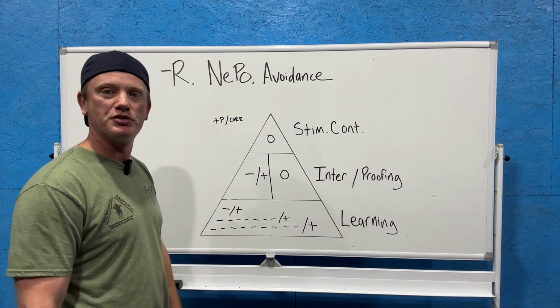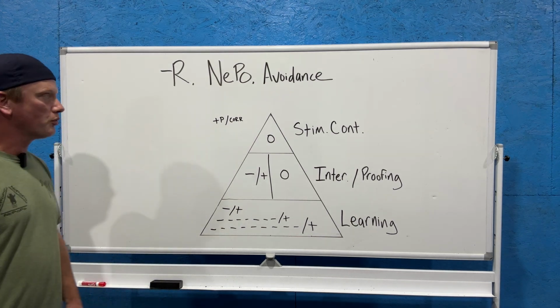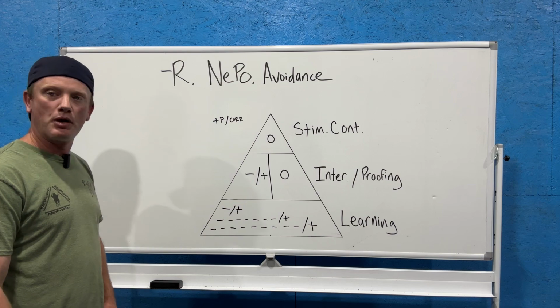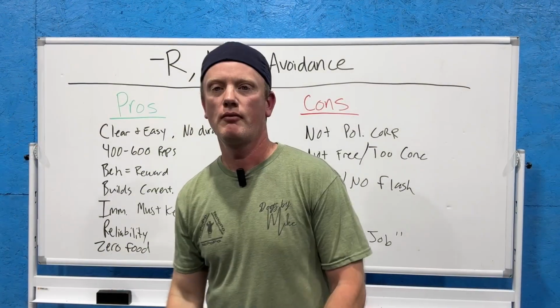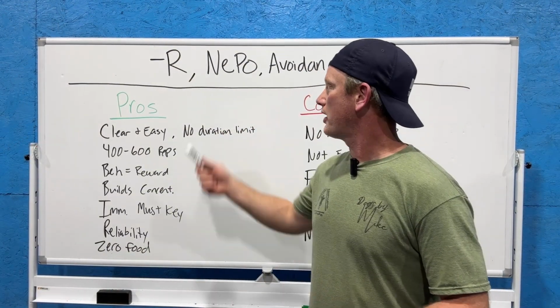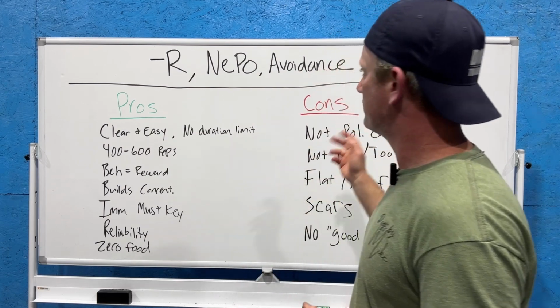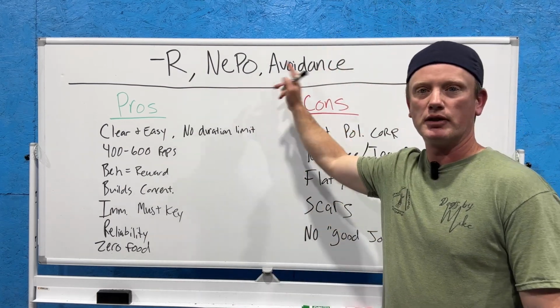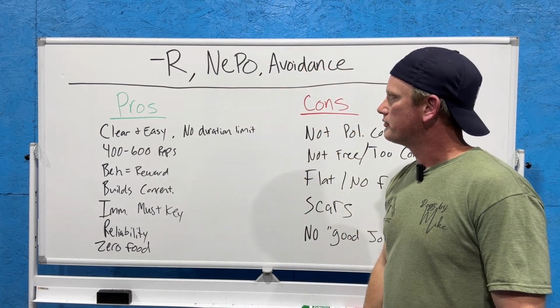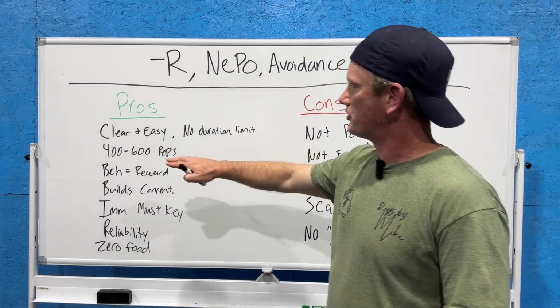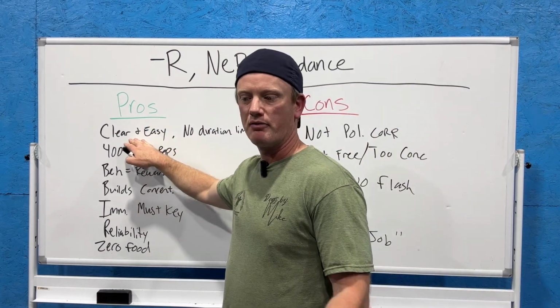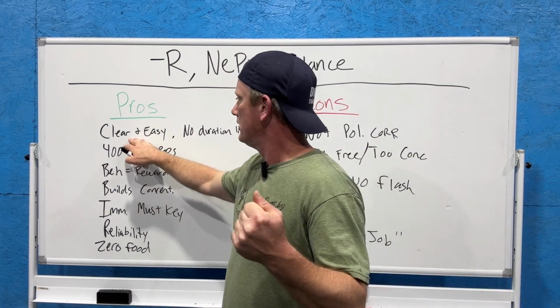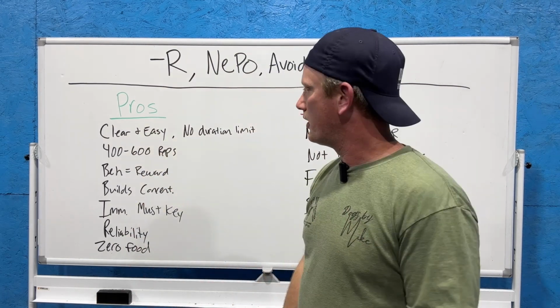We'll jump right into the pros and cons of negative reinforcement. All right, so we're going to jump right into the pros and cons of negative reinforcement or NAPO training or avoidance training. Some of the pros are pretty simple, right? It's very clear and easy for the dog to understand. I put leash pressure on my dog to make it sit. When the dog sits, the pressure goes away, so it's very easy.